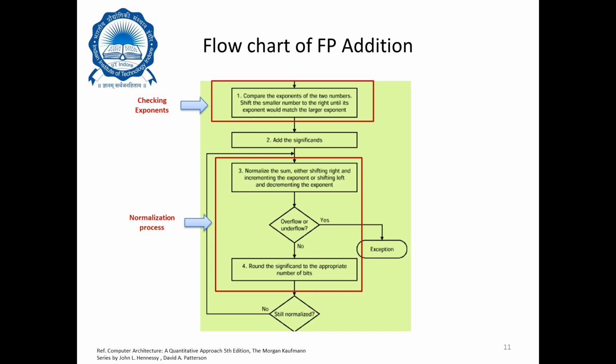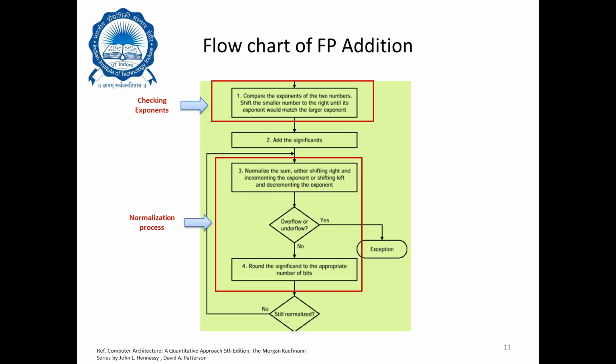There are 4 major steps when we do floating point addition. First is to compare the exponents. That is very crucial. We will shift the smaller number to the right until its exponent matches the larger exponent. Then we will add the significands once we do the shifting. So first is comparing the exponents of two numbers, then shifting the smaller number to the right until the exponents match. That is the first step.